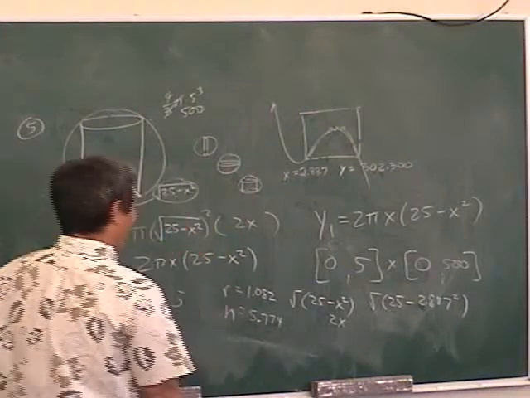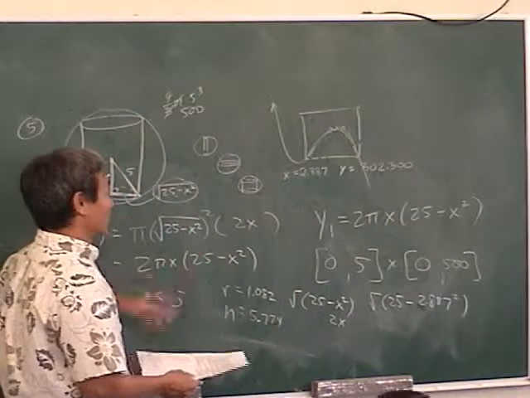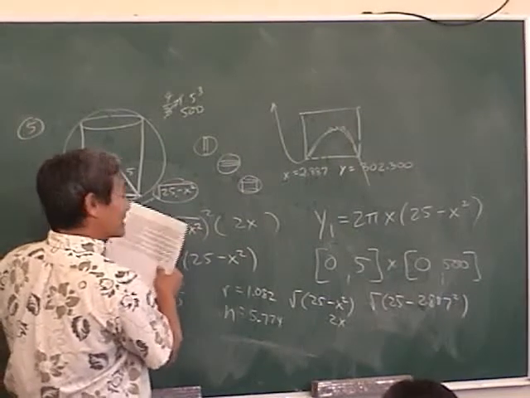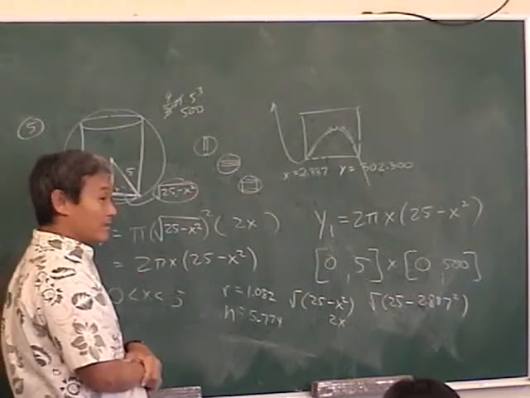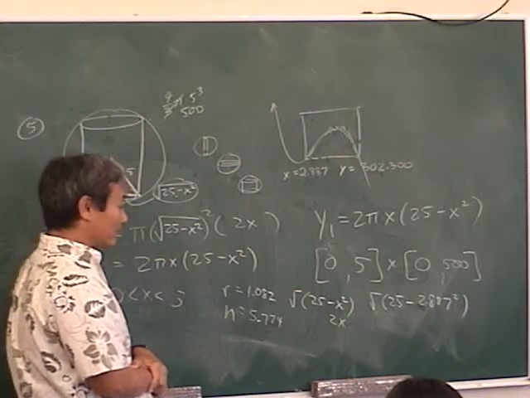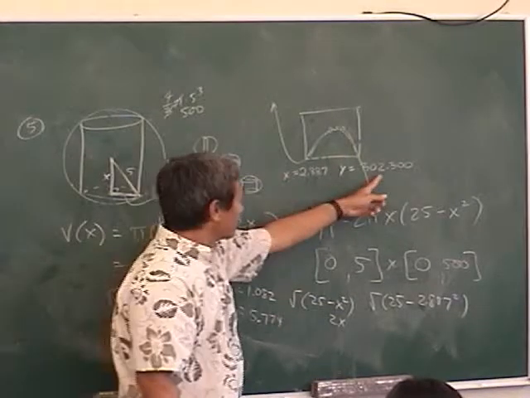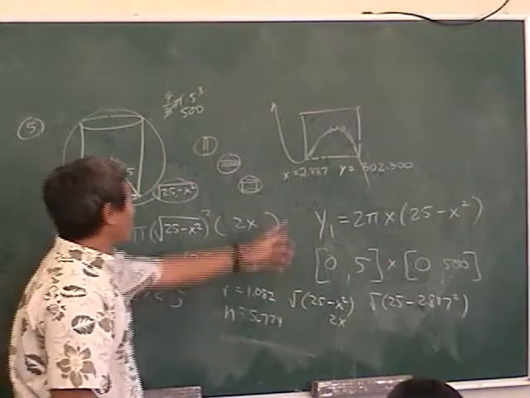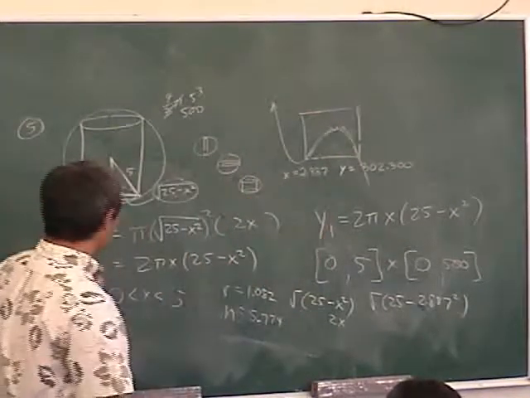Okay. Or what if the question was, what is the volume? What is the maximum volume that the cylinder could be? What's the answer? What is the maximum volume? Right there, 302.300. Because Y, look, Y represents the volume.